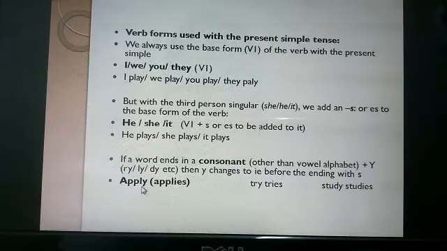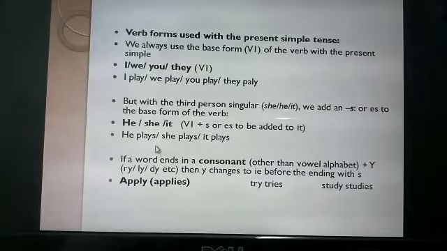So now the general rule is, if the last letter, when we look at these two words, apply and play, what is the difference? The common thing is that the last letter is y, but in the word play, it is preceded by a vowel, that is a, e, i, o, u, and in apply it is preceded by l, that is a consonant other than the vowel alphabet a, e, i, o, u.